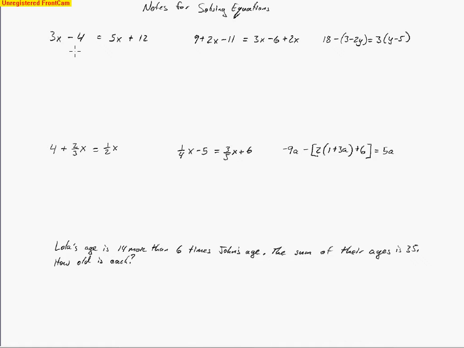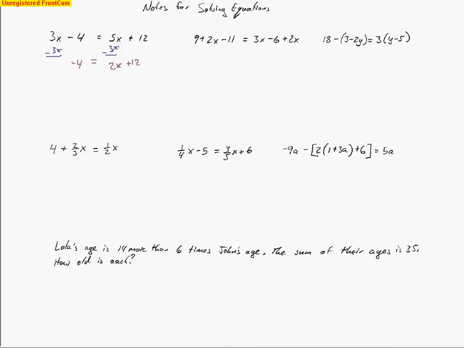So what I'm going to end up doing first is isolate the variable. So I'm going to go ahead and take this 3x and subtract it from both sides. Notice I'm putting the 3x underneath the 5x because those are the two terms I can combine. So what I've got left is a negative 4 equals 2x plus 12.